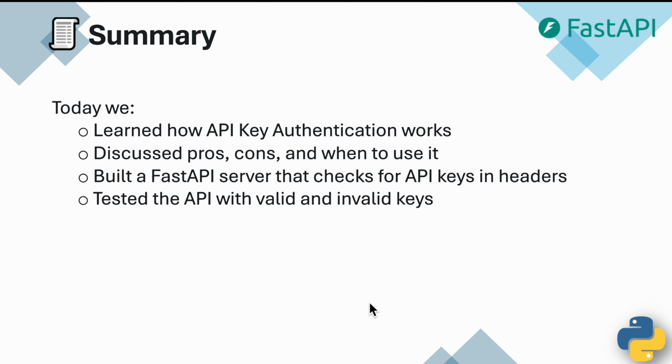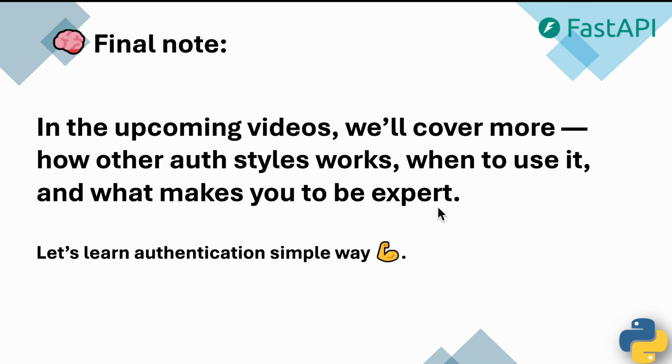Summary. Today we learned how API key authentication works, discussed pros and cons and when to use it, built a FastAPI server that checks for API key headers, and tested the API with valid and invalid keys. Final note: in the upcoming videos we will cover how other auth styles work, when to use them, and what makes you an expert.